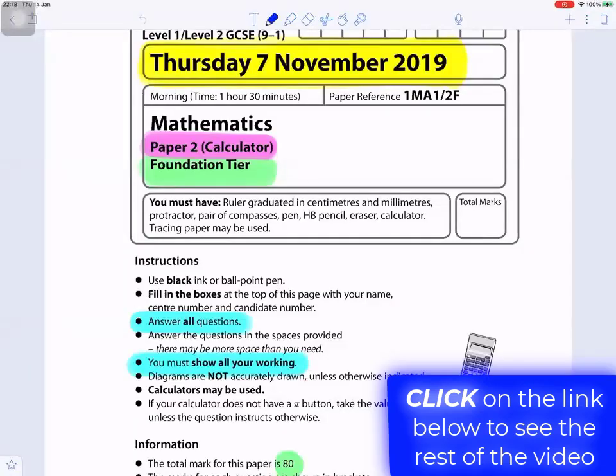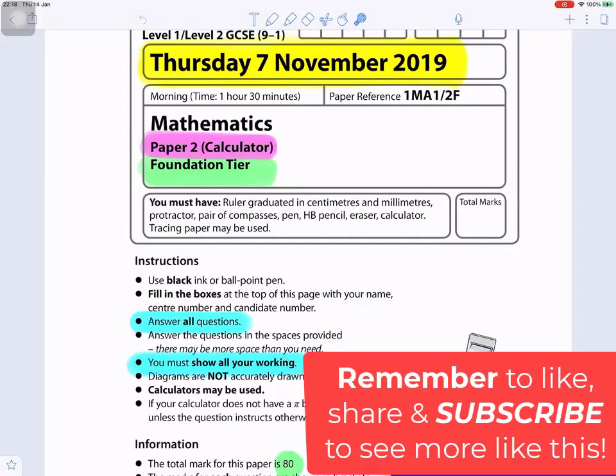Thursday, 7 November 2019. Mathematics, Paper 2, Calculator, Foundation Theory. Answer all questions. You must show all your working. The total mark for this paper is 80.